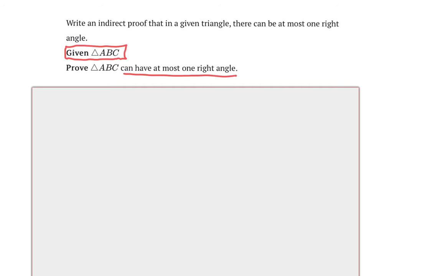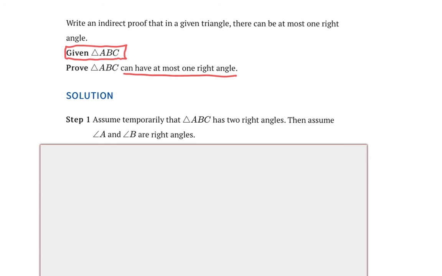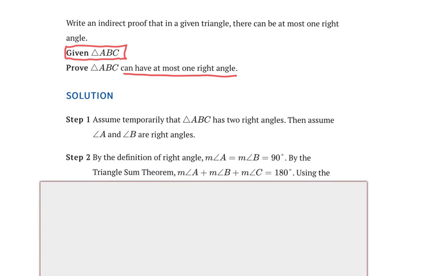So with an indirect proof, we assume that the opposite of what we're trying to prove is true. So we're going to assume that triangle ABC has two right angles. So we assume the negation, or the opposite, of what we're trying to prove. And then you can see where this is going. If we assume temporarily that ABC has two right angles, let's say A and B are both right angles, then by definition angle A and angle B would be 90 degrees, and by the triangle sum theorem, A plus B plus C has to be equal to 180.